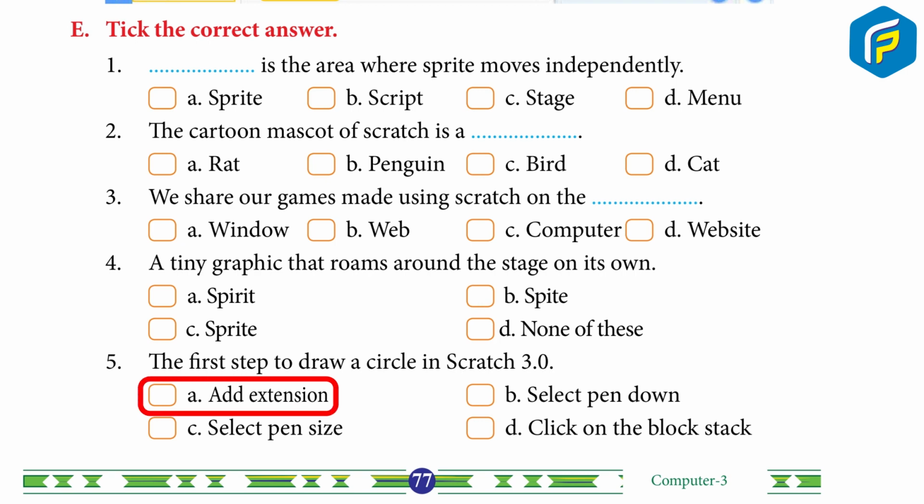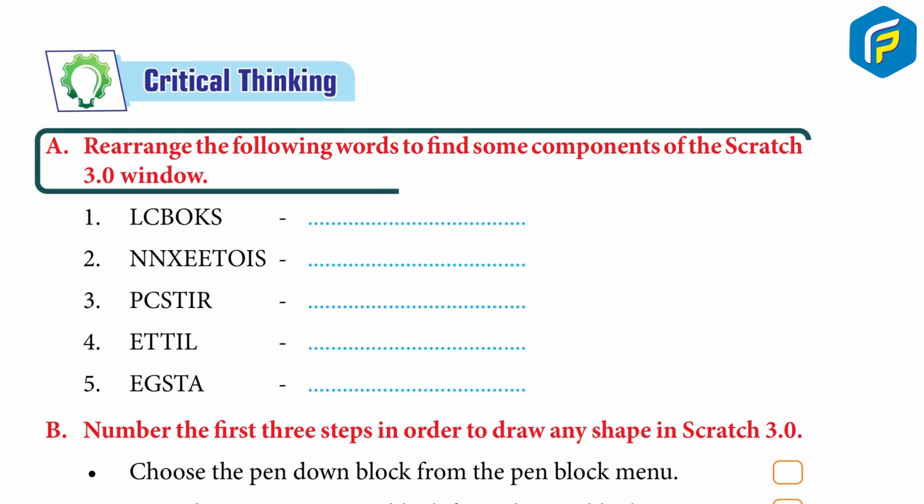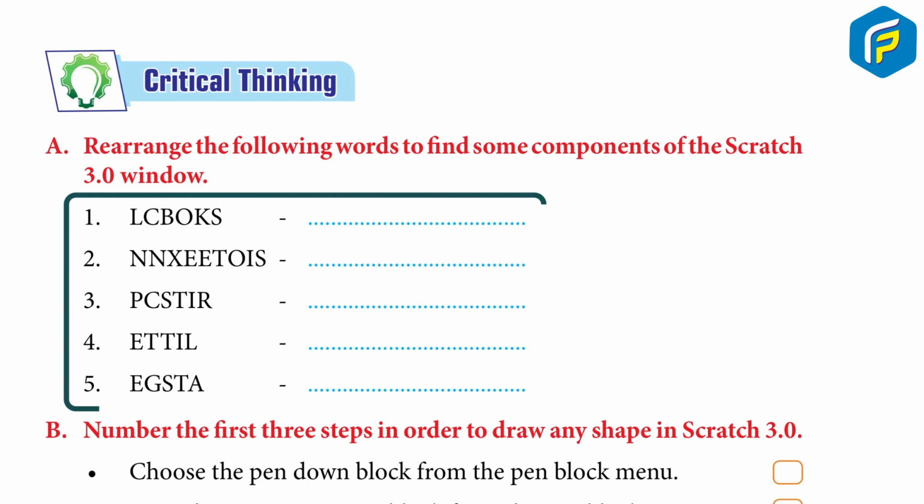Answer A. Add extensions. Critical thinking. A. Rearrange the following words to find some components of the Scratch 3.0 window. 1. Blocks. 2. Extensions. 3. Script. 4. Title. 5. Stage.